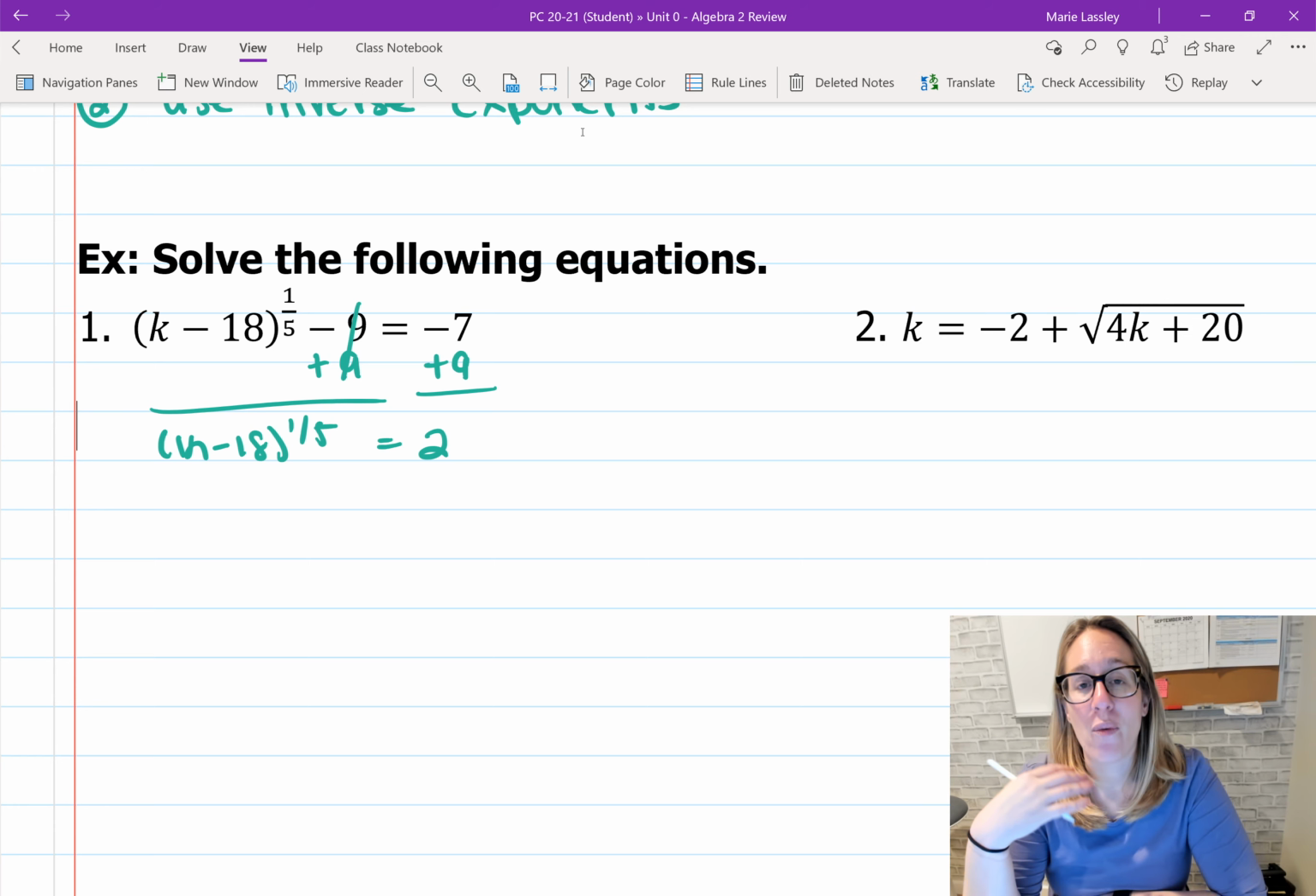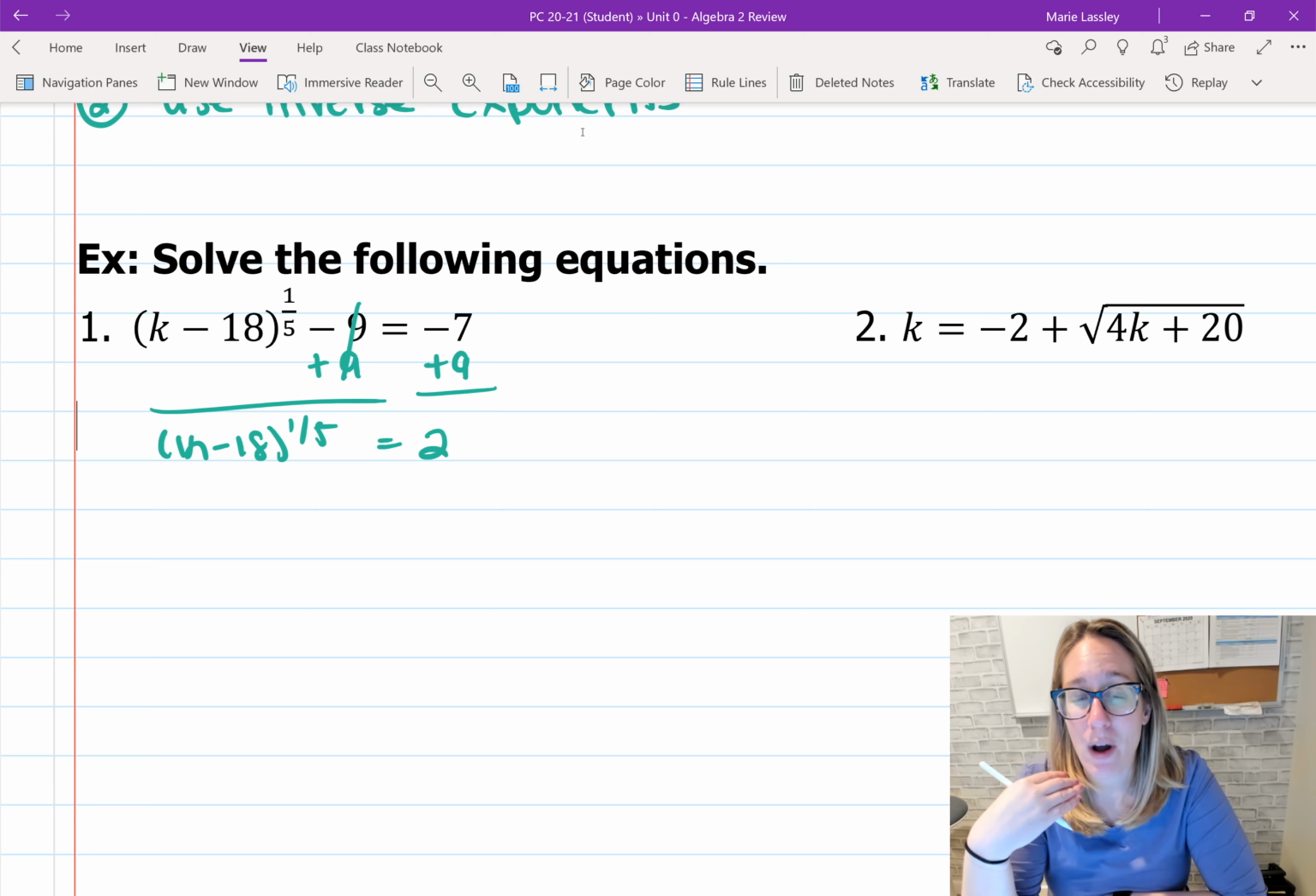what we want to do now that we have it all by itself is use those inverse exponents. If I have something being raised to the 1/5, I want to do the opposite of that. I want to raise it to the inverse of 1/5. All I need to do is flip my exponent. So I'm going to raise both sides to the power of 5/1.